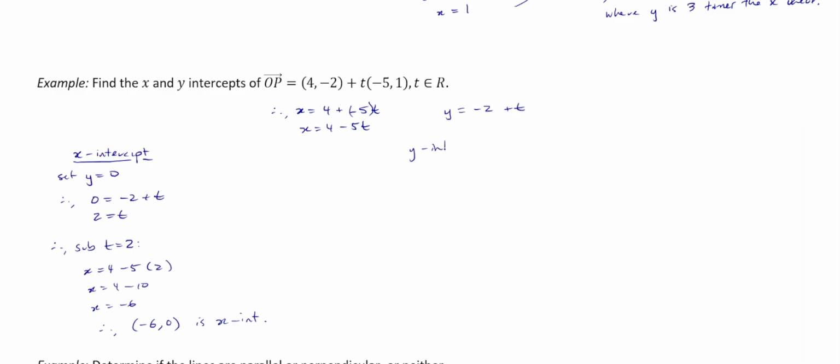Same thing for the y-intercept. I'm going to set x equal to 0. So 0 is equal to 4 minus 5t. So therefore, 4 over 5 is equal to t. So 4 over 5 has to be the value of t to cause x to be equal to 0, which is what I need for the y-intercept. So then y is equal to negative 2 plus 4 over 5, and so y is equal to negative 6 over 5. So therefore, (0, negative 6 over 5) is the y-intercept.